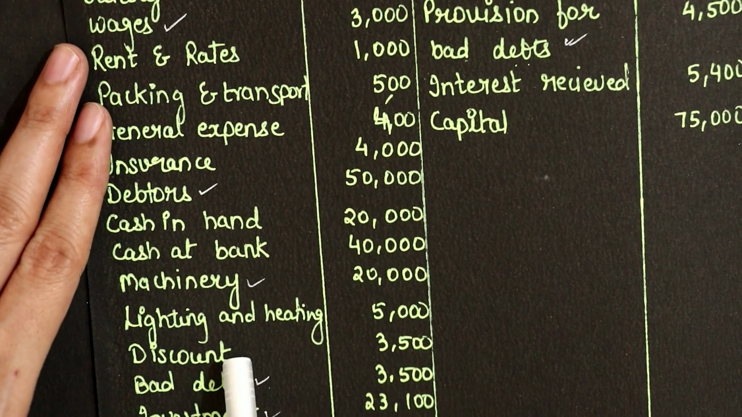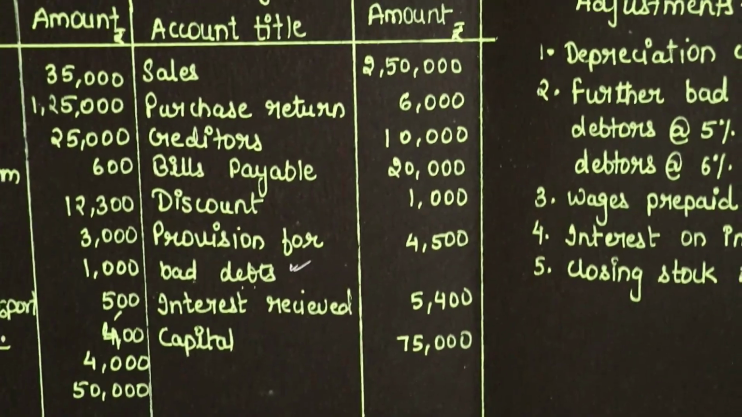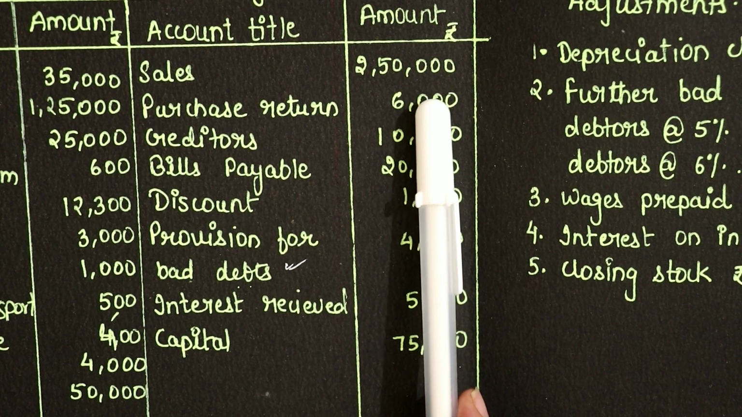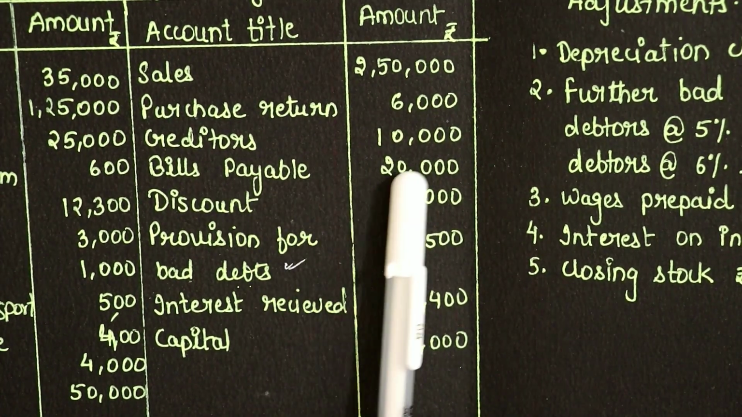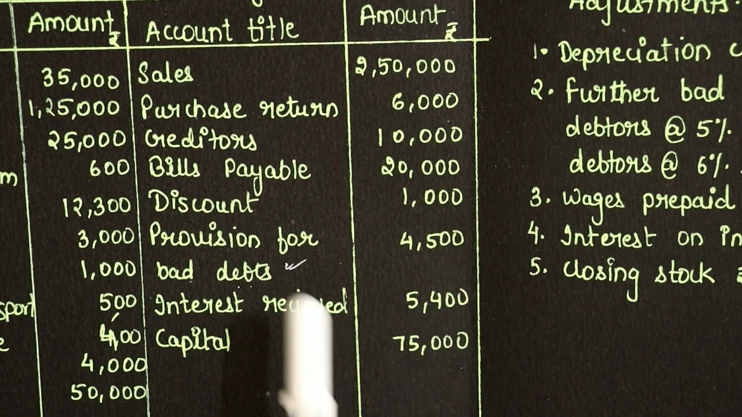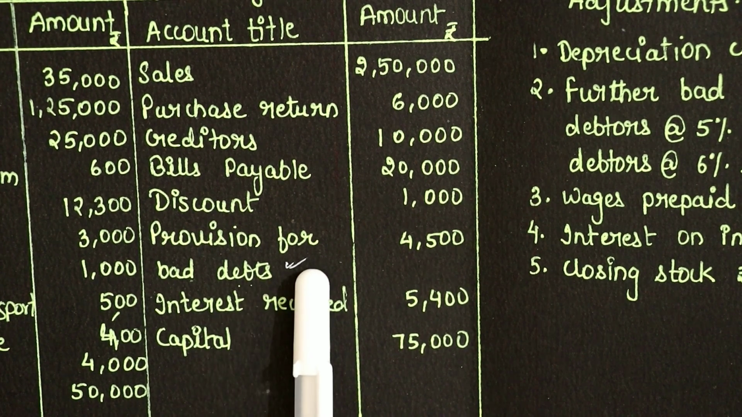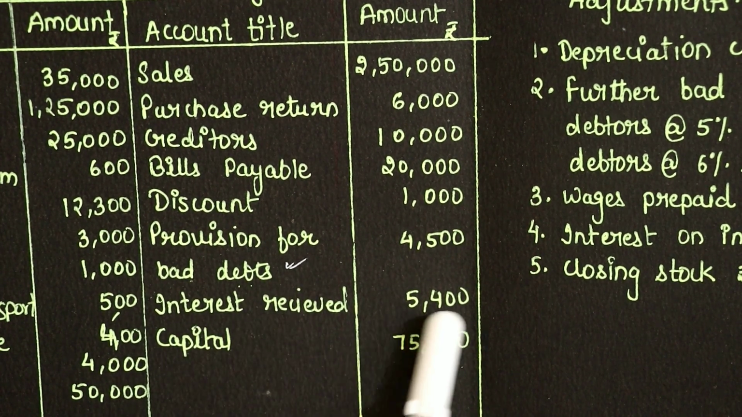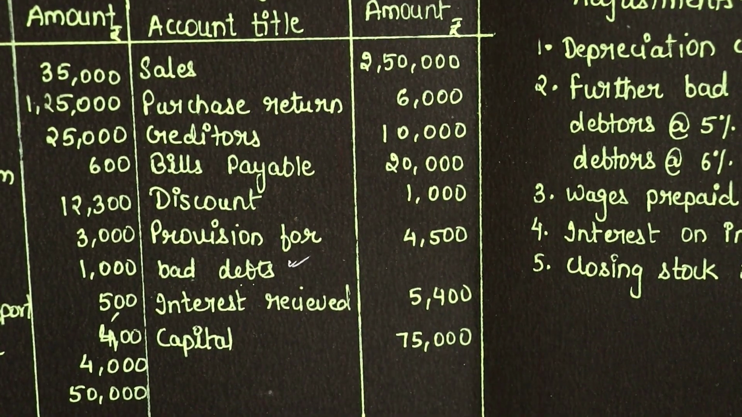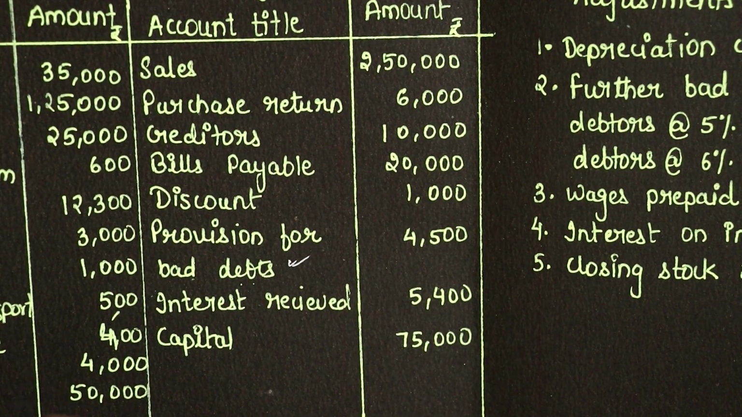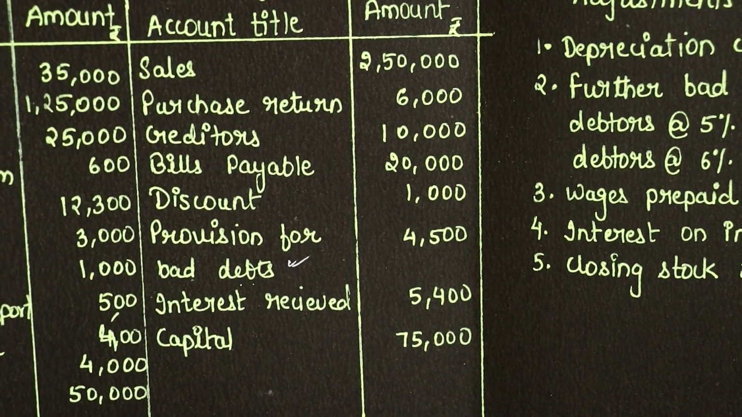Lighting and heating, discount, bad debts and investment. Bad debts and investment both have adjustments. It says sales 2,50,000, purchase return 6,000, creditors 10,000, bills payable 20,000, discount 1,000, provision for bad debts 4,500. There's an adjustment, so we have ticked it. Interest received 5,400 and capital 75,000. Once we are done with reading the question, we have read the adjustments, we have marked the entries having adjustment. Now we will proceed with the solution.